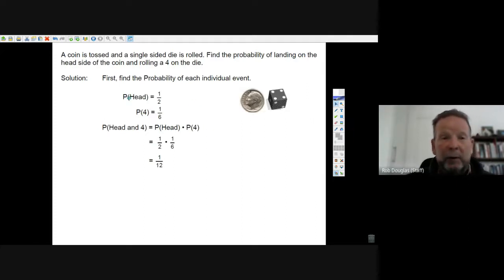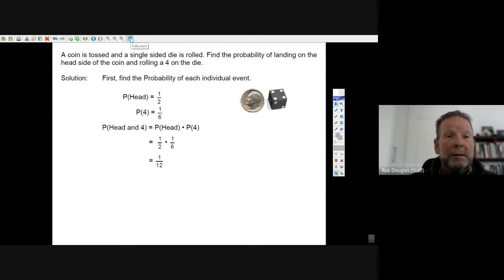The probability of a head is 1 chance in 2. There are 2 things that can happen, 1 out of 2. The probability of getting a 4: there's only one 4 on the die, and there are 6 different numbers, so 1 in 6. All we do is multiply them together. If you know how to multiply fractions, multiply straight across. 1 times 1 is 1. 2 times 6 is 12. The chance of getting a head and a 4 is 1 chance in 12, because those 2 outcomes are independent of each other. And that's why the product rule works. It works when they're independent.